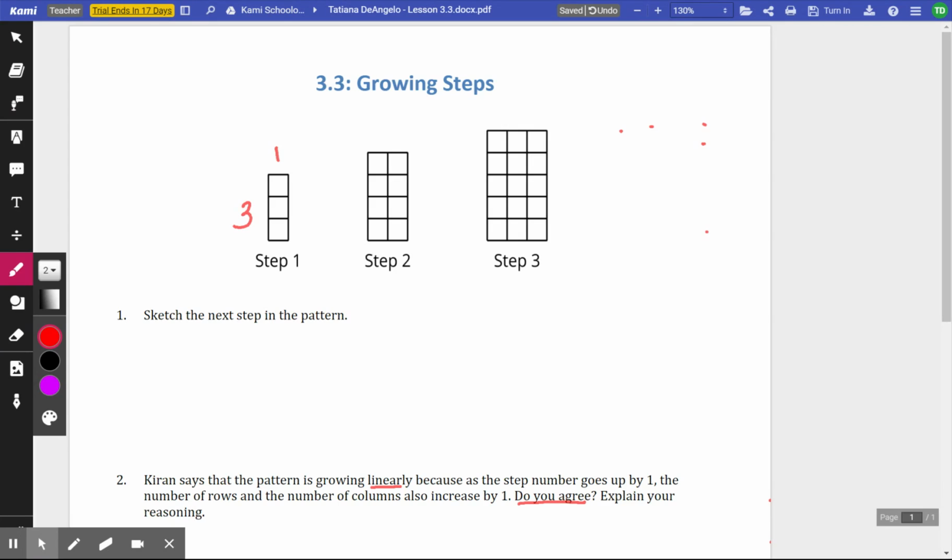So then I'm looking over here. I go up 1, 2, 3, 4. So this is a 4 by 2. Here I go 1, 2, 3, 4, 5. So this is a 5 by 3. So automatically I'm noticing that my step number is matching the number of columns. So if it's asking me for the next step in the pattern, step 4, I am pretty certain that I'm going to have 4 columns.